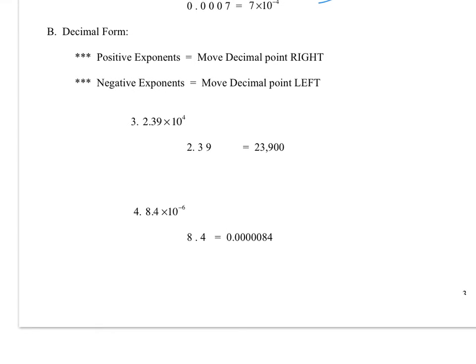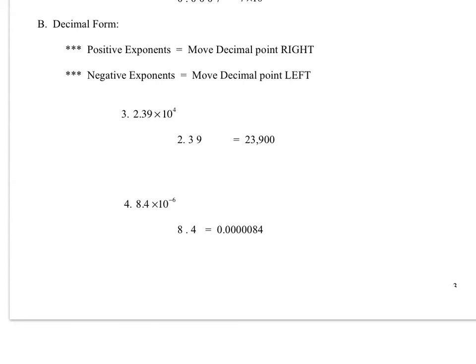This is a positive exponent, so I'm going to move the decimal point 4 places to the right. 1, 2, 3, 4, which means I'm going to have to annex, or add, 2 zeros to get my final answer. For this number here, 8.4 times 10 to the negative 6, because it's a negative exponent, I've got to move left 6 places. 1 place is in front of the 8, 2, 3, 4, 5, 6. So I'm going to have to annex, or add, 5 zeros to end up with this answer here. Okay, let's go on to the next page and see what else we have to talk about.